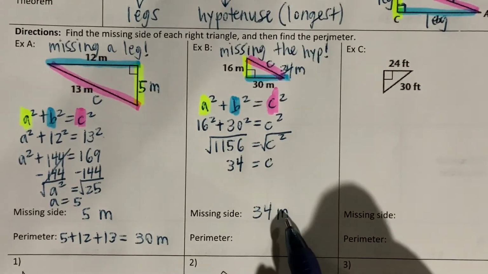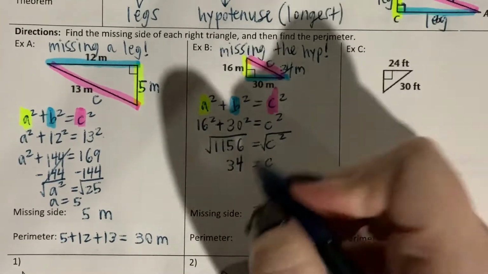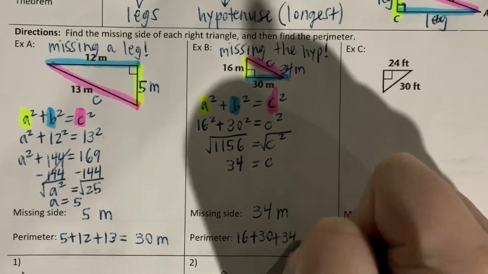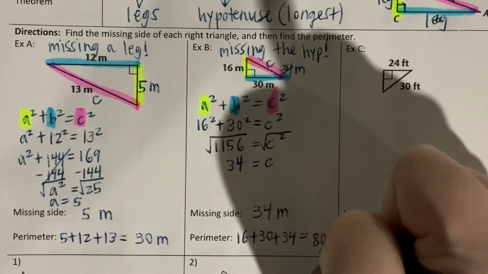And then I can use that to help me find my perimeter. So for perimeter, I will add up my three sides. So I have 16 plus 30 plus 34. When I add those up, I get 80 meters for my perimeter.